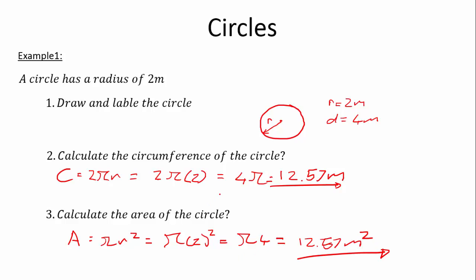This is by no means always the case. If r was 3, that would be a 3 there, and that would be 6 pi for the circumference. And if r was 3, this would be a 3 squared there, and that would be 9 pi. So that's not always the case, it's just the case for 2. And it happens to be the same except for the squared.